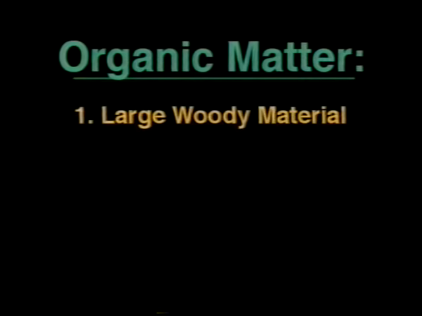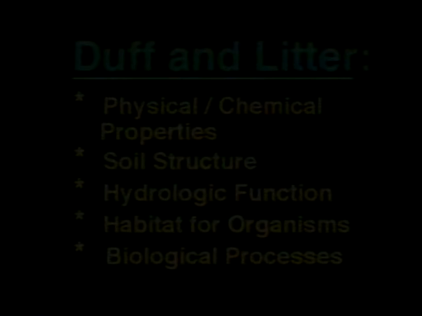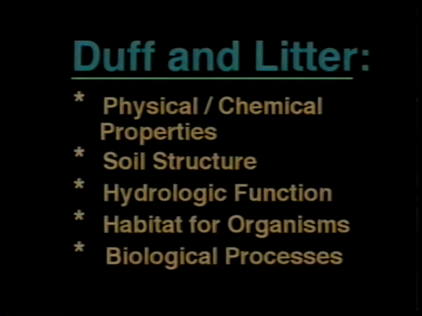In summary, soil habitat comes in three forms: large woody material, duff and litter, and soil organic matter. Organic matter can affect physical and chemical soil properties. Soil biota affects structure. Structure developed by critters affects soil hydrologic function. And soil organisms carry out biological processes critical to ecosystem function.